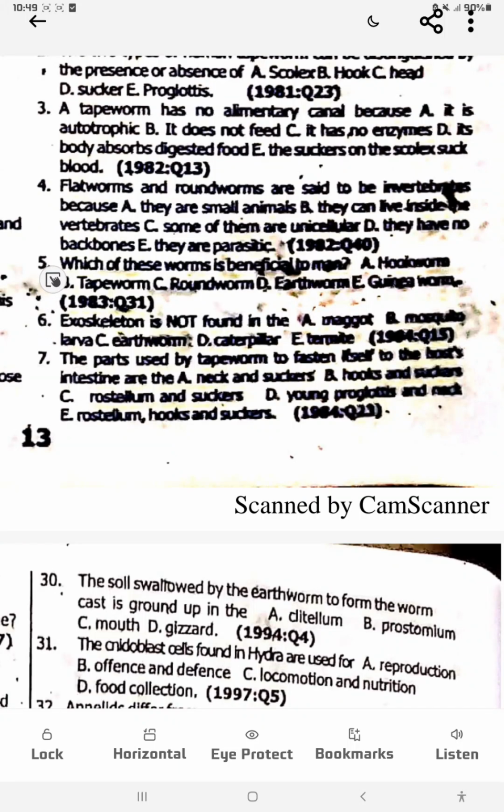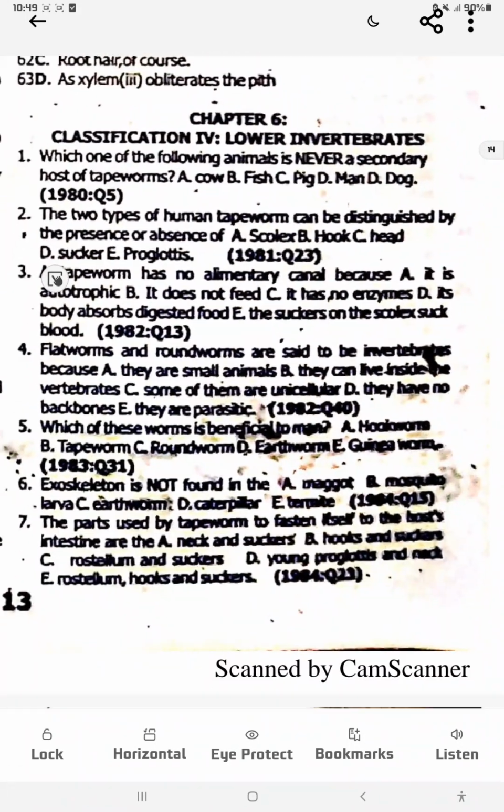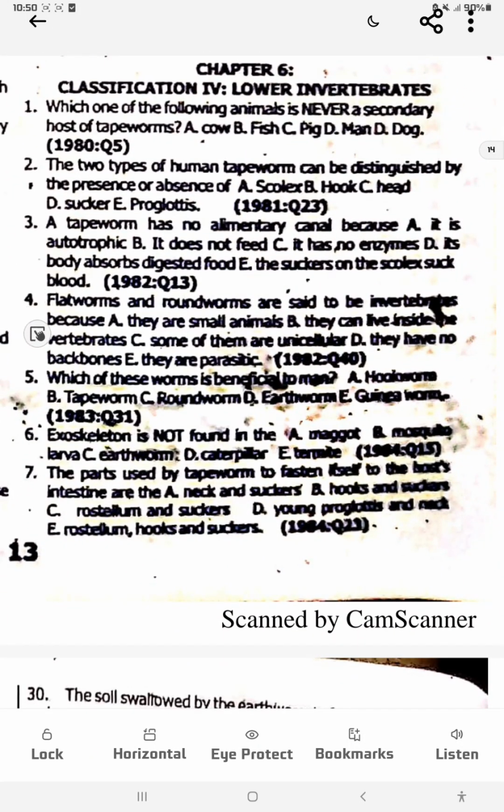Alright, continuing from chapter 6, lower invertebrates. Let's continue. Flatworms and roundworms are said to be invertebrates because, first things first, invertebrate means they have no vertebra. Vertebra is spelled vertebrae, or vertebral column.